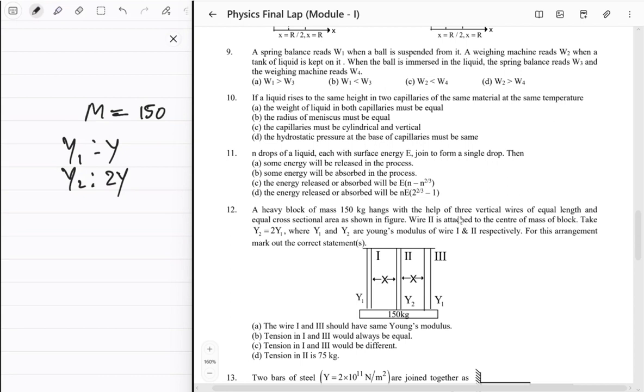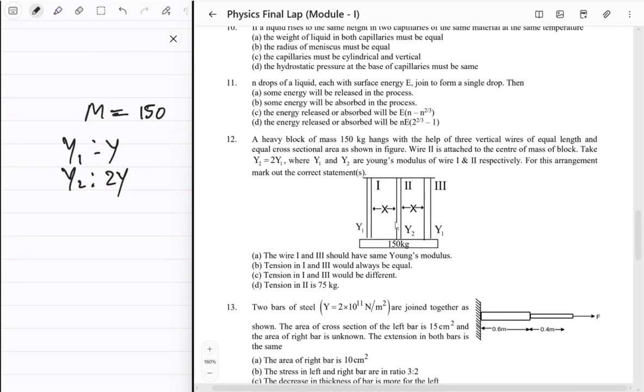Okay. Center of the mass of the block. ठीक है. For this arrangement, mark the correct statements. Tension. Okay. The wire 1 and 3 should have the same Young's modulus, of course. Otherwise, इसका tension बढ़ जाएगा. And then like, yeah. Wait, इनका है ही ना same. Right. Okay. Right. Tension in 1 and 3 must be the same.